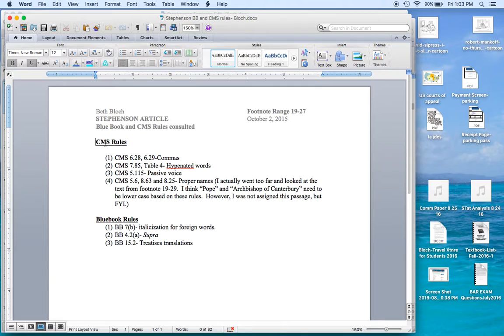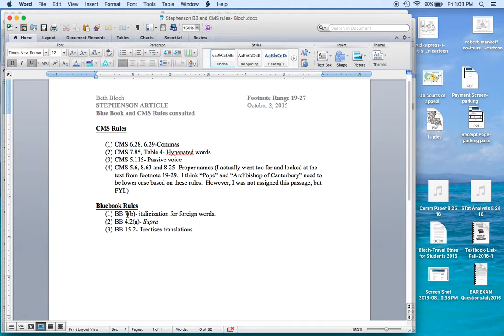For the Chicago Manual of Style, these were the rules that I consulted or that I actually used. It helped me keep track of everything because I found myself constantly going back to 6.28 or 6.29. There's also a really good table that I kept going back to, and then of course the passive voice rule. And for Bluebook rules, I might have used the italicization rule for foreign words, but like 4.2, I was definitely in the infra and the supra area a lot. So it just helped me keep track. And then it gives me an idea of what you looked at.